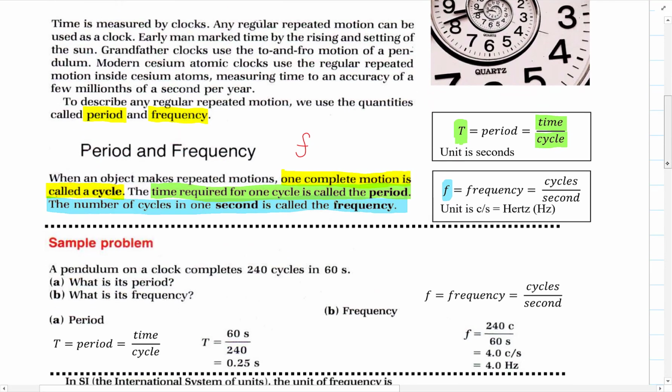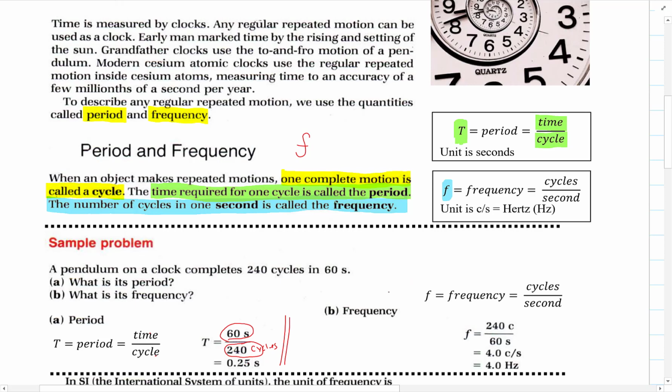Let's just do a quick sample problem here. A clock completes 240 cycles in 60 seconds. What is its period? So the period is the time per cycle. So it's 60 seconds. We put the time up top, and we put 240 cycles down below. And the seconds per cycle is 0.25 seconds. Okay, 60 divided by 240 is 0.25.